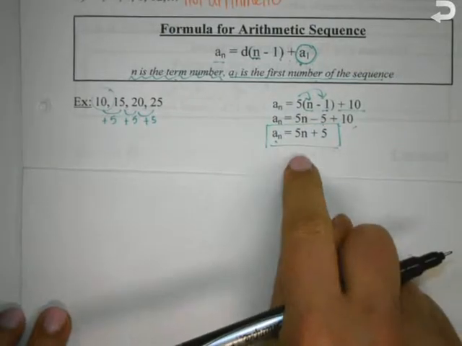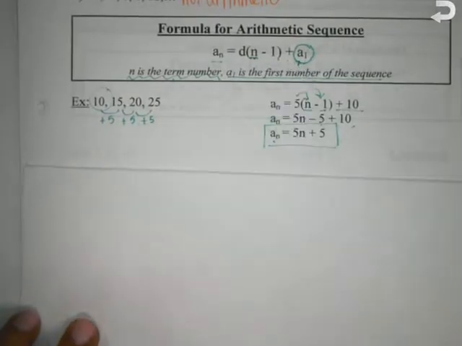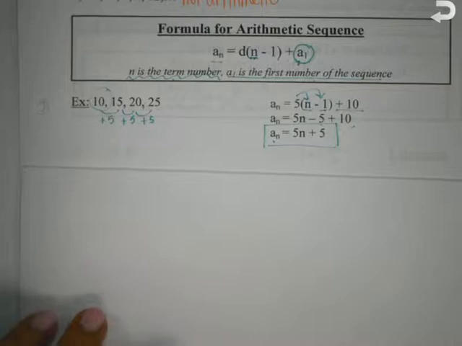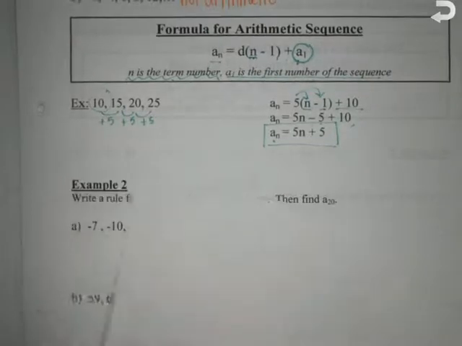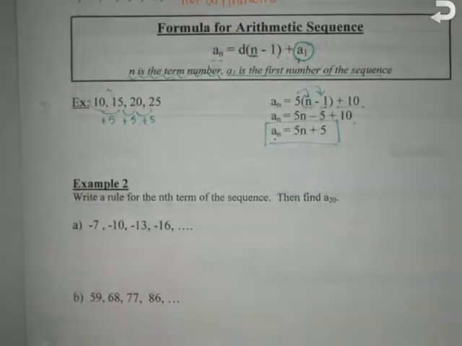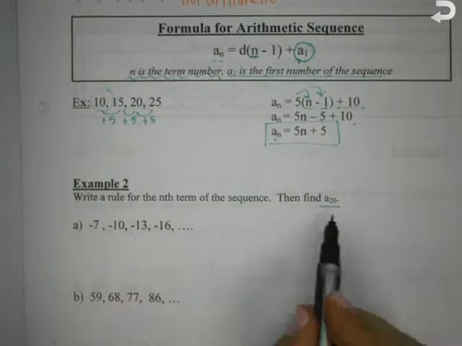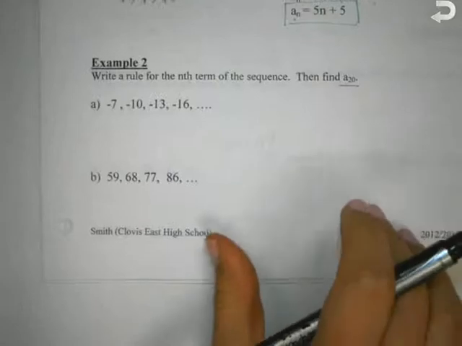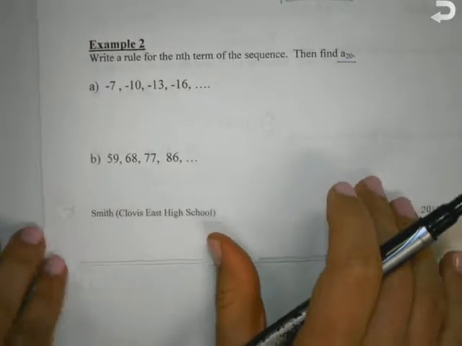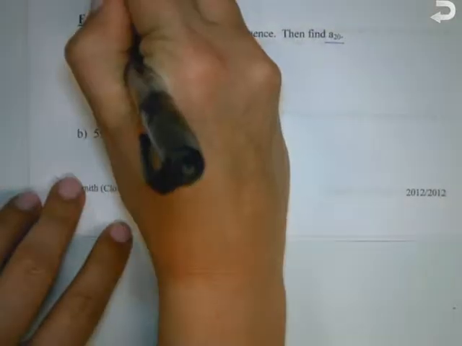Okay, so you're just going to plug all the information that you know into the formula and then simplify it as much as you can. Does that make sense? Okay, so for example 2, we're going to write a rule for the nth term just like it was done in the example up here. And then you are also asked to find the 20th term, a sub 20. So after we find the rule, we have to plug in and find a sub 20. Looking at A, what are we increasing by each time here? -3, right? We're subtracting 3, subtracting 3, subtracting 3 each time.